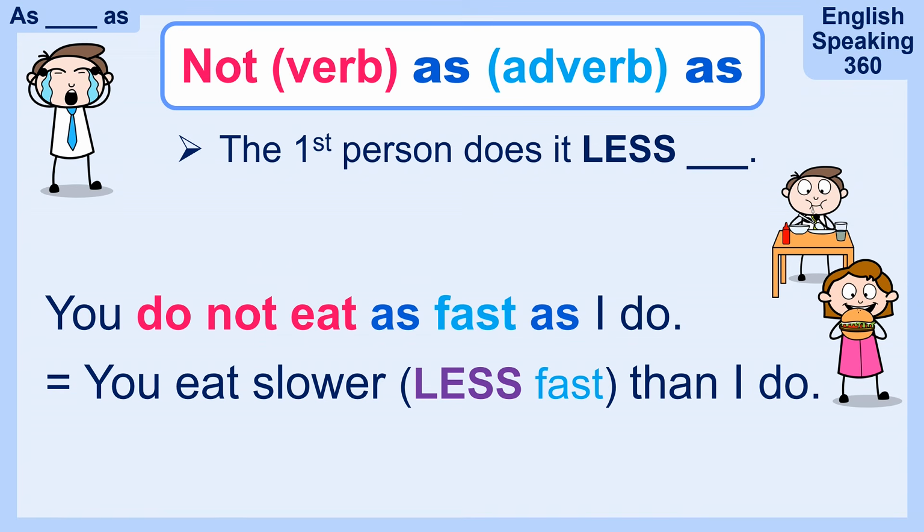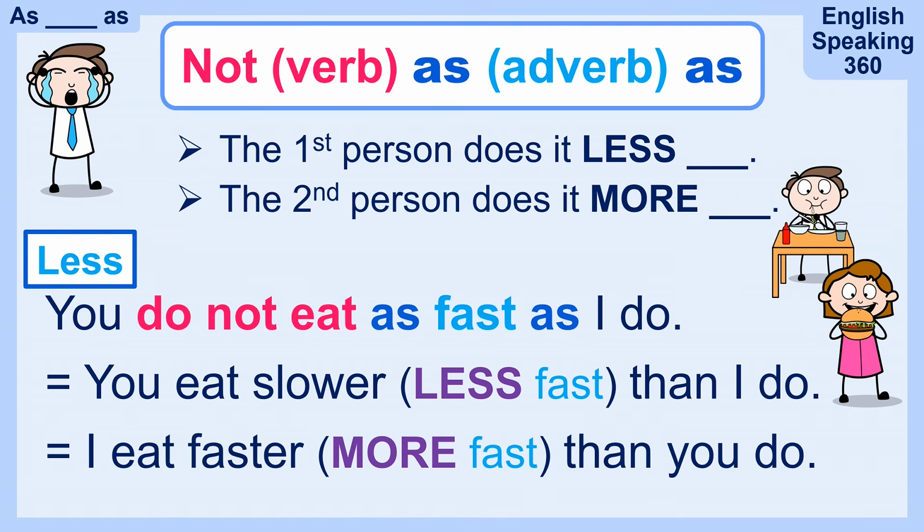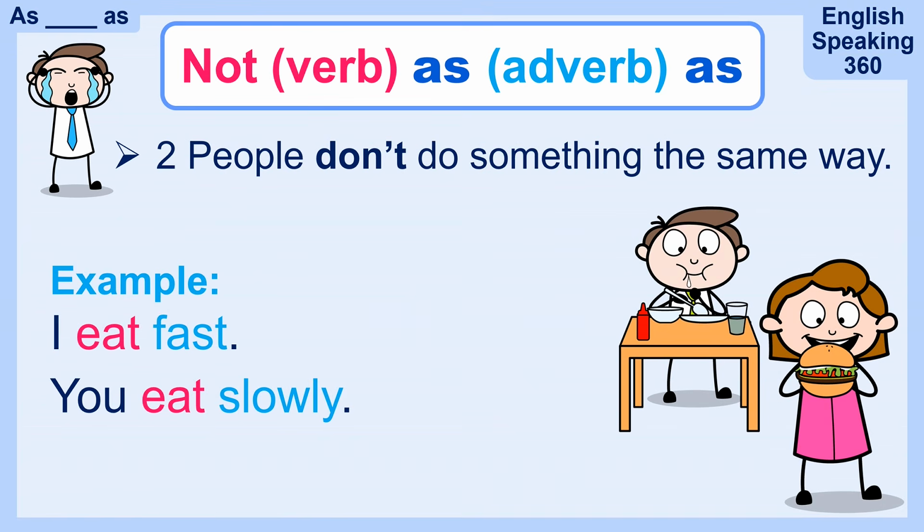So here, the first person does it less. So the first person is you. You do it. What is it? It is eat. You eat less fast than I do. And of course, I eat faster or more fast than you do. So the second person does it more. The second person does it more fast. So I eat more fast than you. So that's why the you is first and the I is last. But maybe you wonder, what if we use slowly? You can also use the opposite adverb. There's no problem.